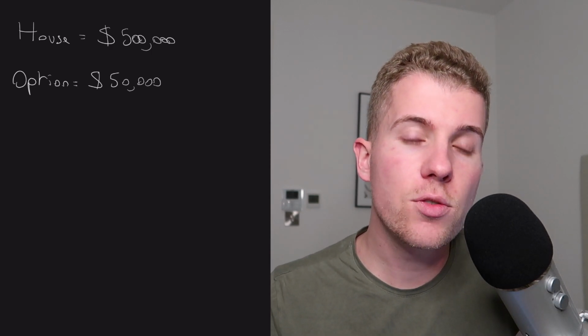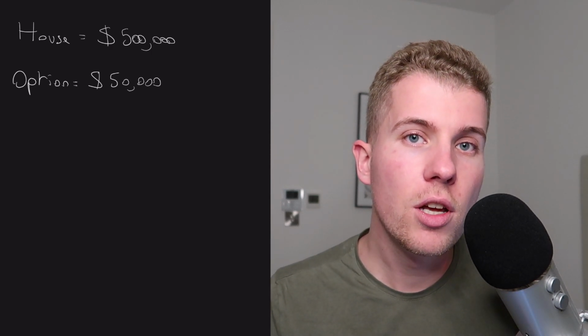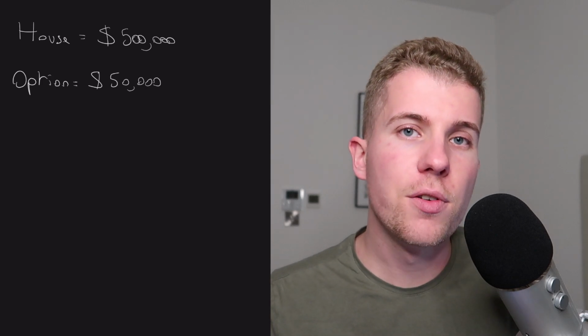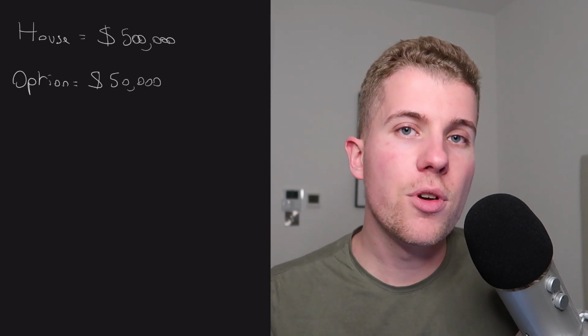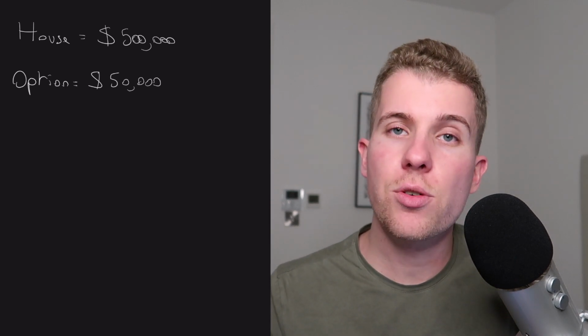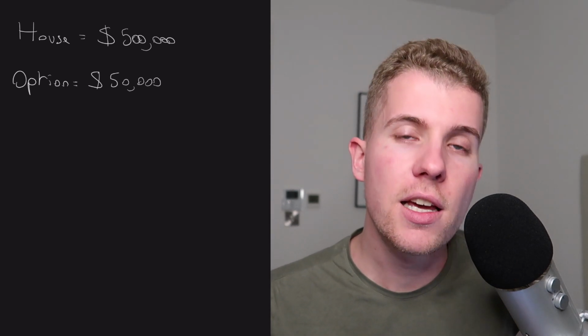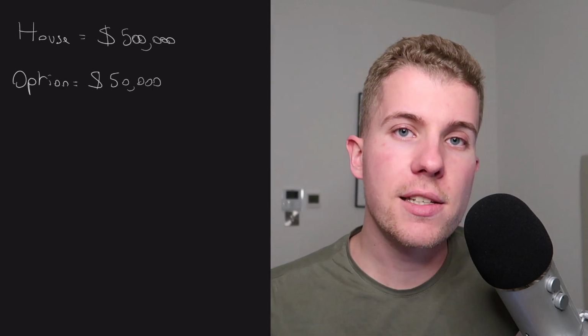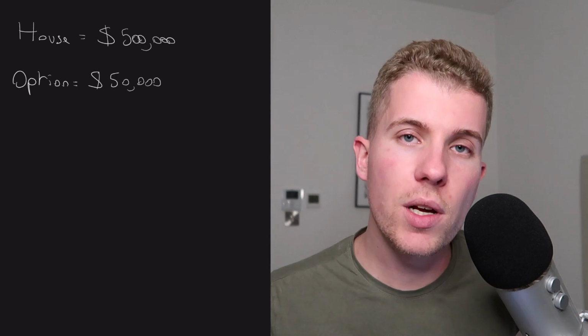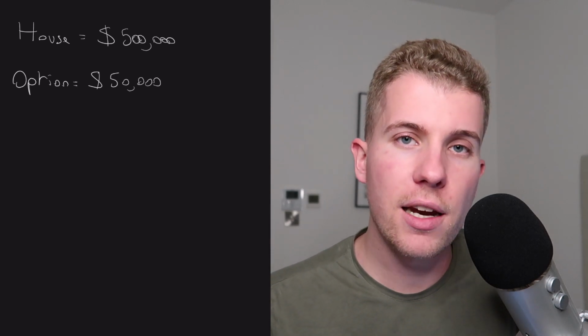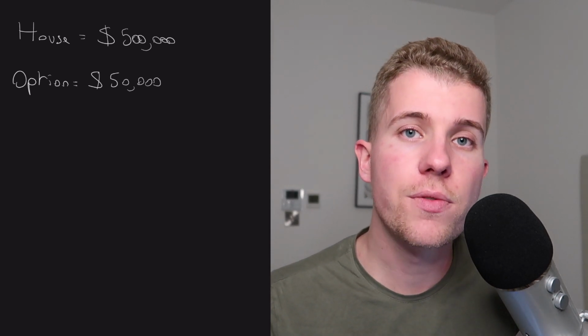But if you decide to not exercise your option, that option that you're going to buy for $50,000 is going to give you the right to own the house. And by doing so, you make sure that you still have the possibility of owning the house, so no one else can actually buy the house because you have an option on it.